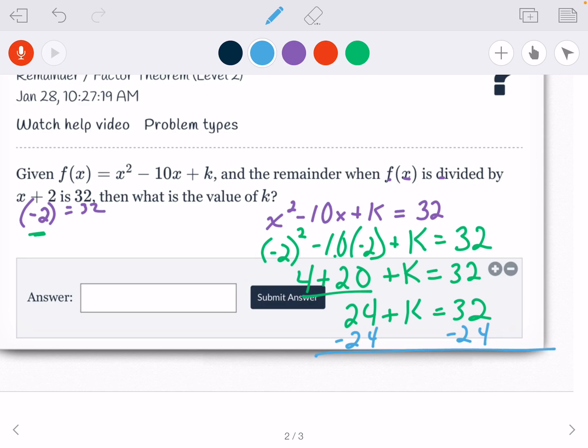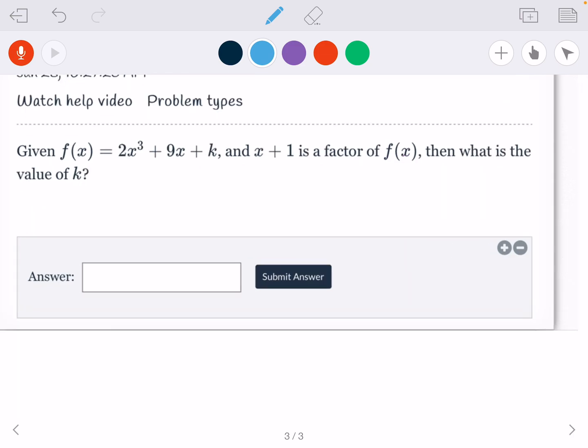Subtract 24 from both sides. K equals 32 minus 24, which is 8. Plug in your 8. Now this next problem you want to watch because it's a little bit different, but it's the same. You're doing the same thing. So I've got 2x cubed plus 9x plus k, and it says x plus 1 is a factor of f of x, so I know I'm going to use a negative 1. Then what is the value of k?